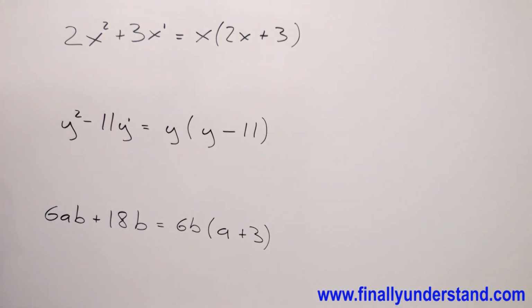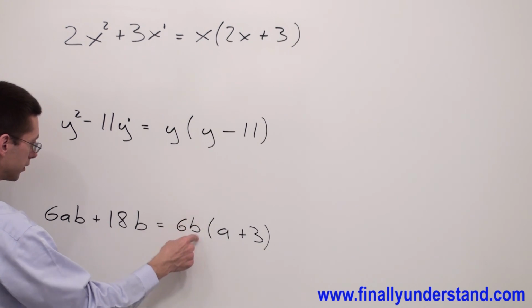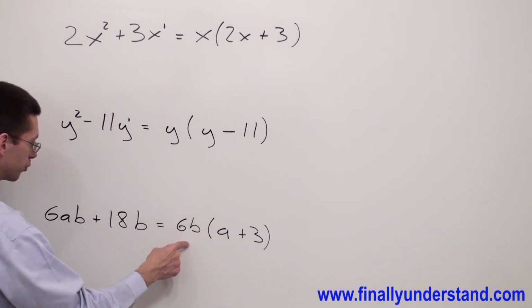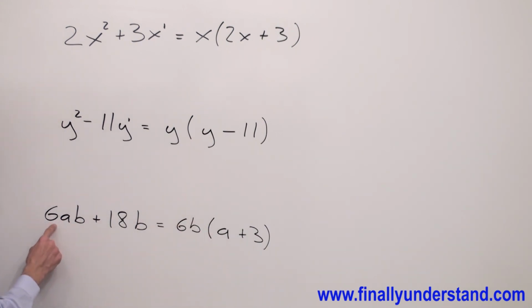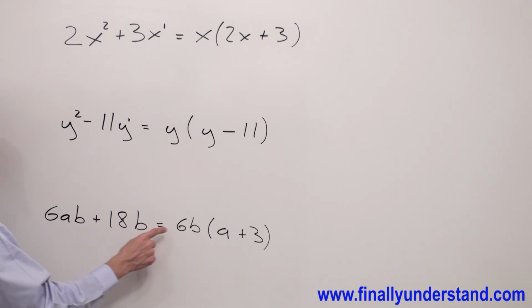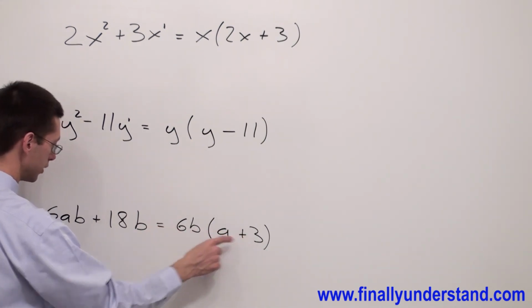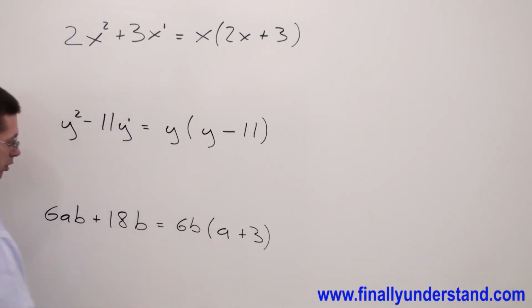Let's check if this is the correct answer. Again, we have to apply the distributive law. Multiply the common factor by every single term inside of the parentheses. 6b times a gives me 6ab. 6b times 3 gives me 18b. That's why this is the solution to my problem.